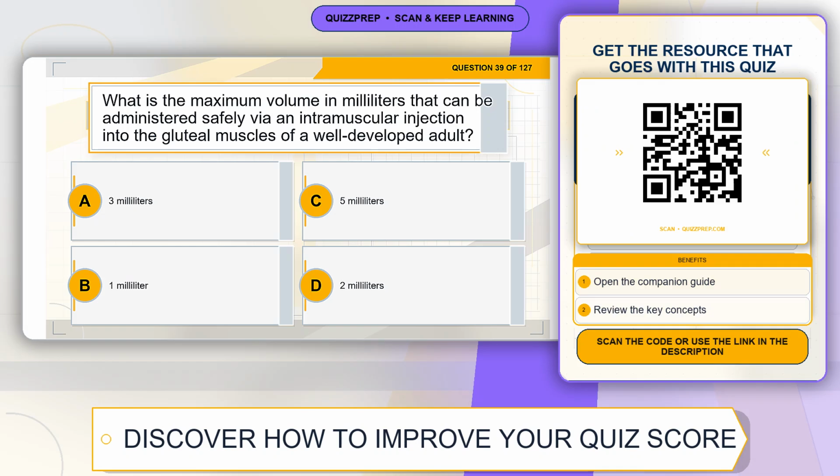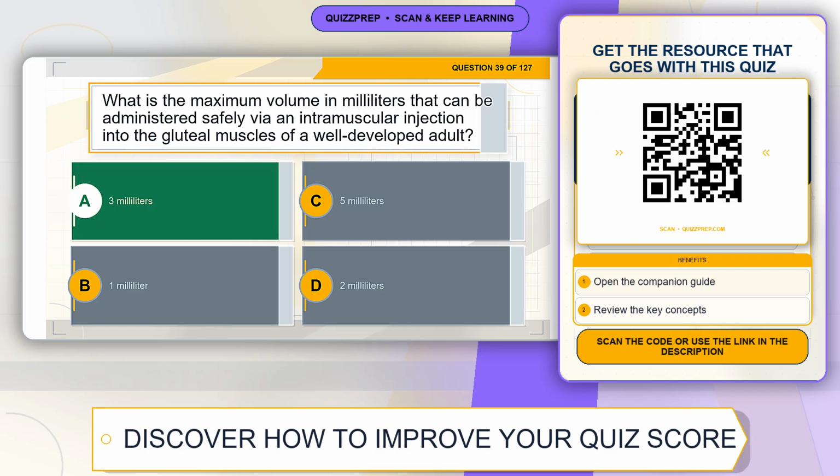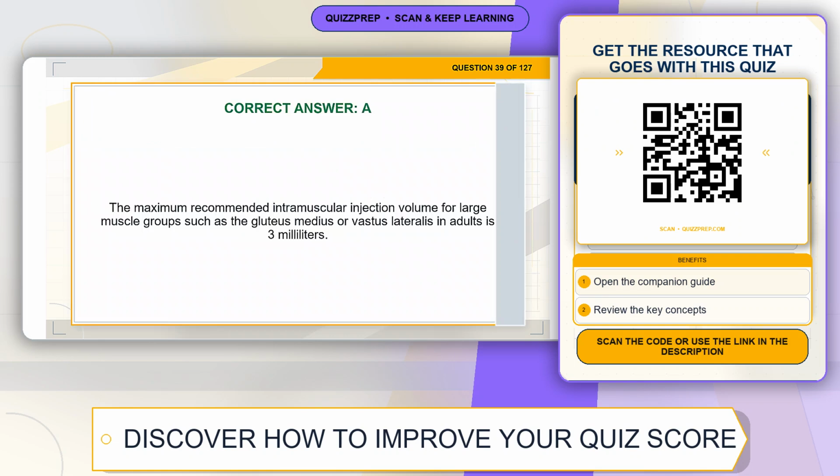Question 39. What is the maximum volume in milliliters that can be administered safely via an intramuscular injection into the gluteal muscles of a well-developed adult? Option A, 3 milliliters. Option B, 1 milliliter. Option C, 5 milliliters. Option D, 2 milliliters. The correct answer is option A, 3 milliliters. Explanation. The maximum recommended intramuscular injection volume for large muscle groups such as the gluteus medius or vastus lateralis in adults is 3 milliliters.